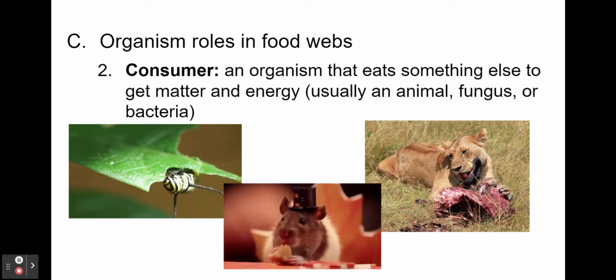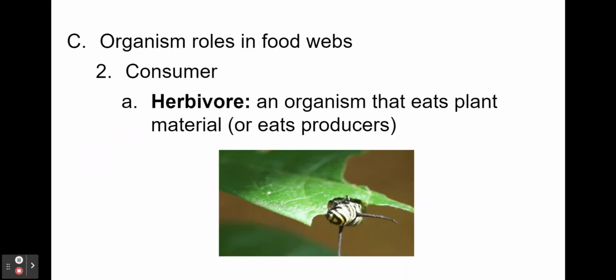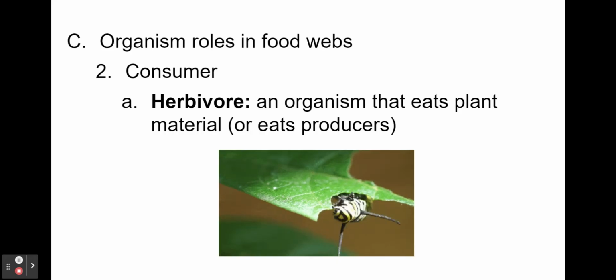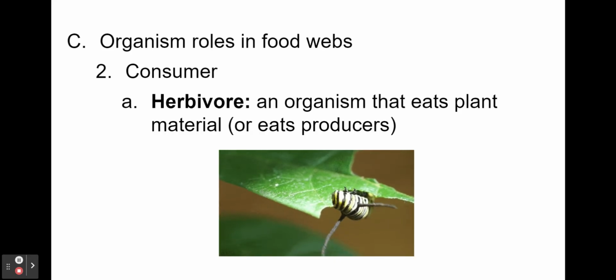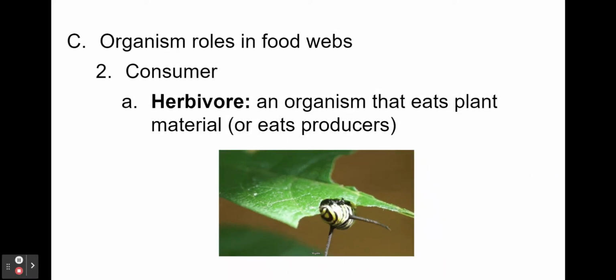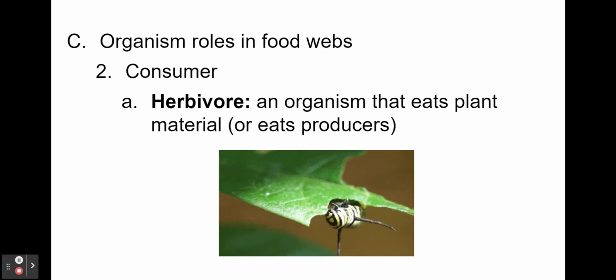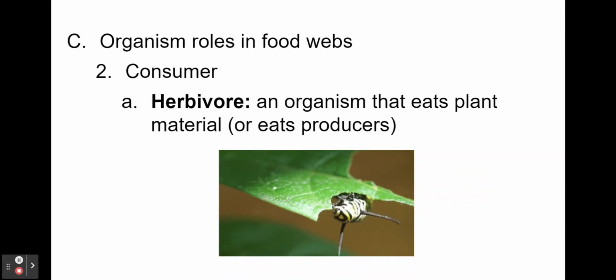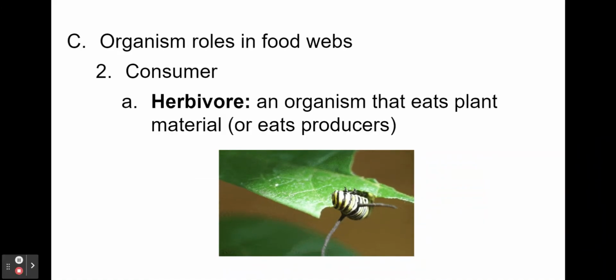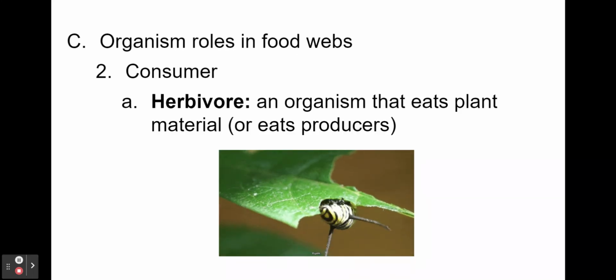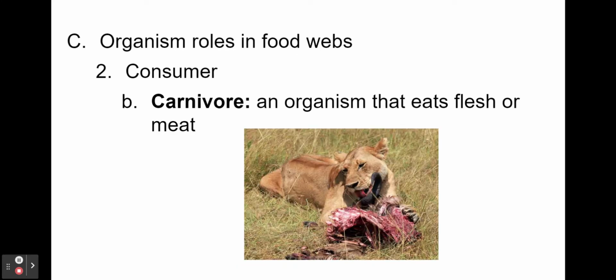We've actually got different types of consumers, so we're going to expand within this section. Detail A within section 2, our first type of consumer is an herbivore. This is an organism that eats plant material, which can also be said as it eats producers. You can see a lovely caterpillar eating a plant leaf on the screen. This is an herbivore. Detail B, a carnivore, is an organism that eats flesh or meat.